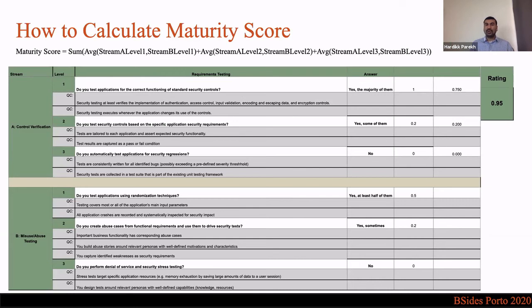The overall maturity score for the security practice is calculated by taking an average of maturity level 1 between stream A and stream B and adding that to each level of maturity. And that is how you calculate the score over here.